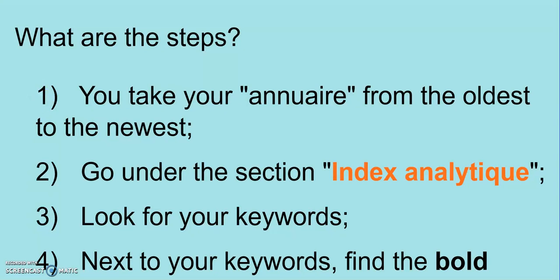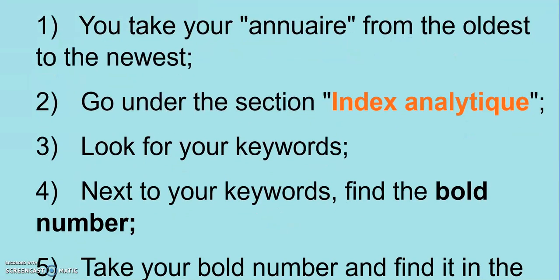So in your annuaire, you start by going into the section called Index Analytique. You remember it was the list of keywords. You look for the keywords that I provided or that your boss would provide you. Of course, I told you that the search is in French, so you may have to do some translation. Because I'm very nice, I'm going to translate the keywords for you. So you go in your Index Analytique and you look for the keywords.